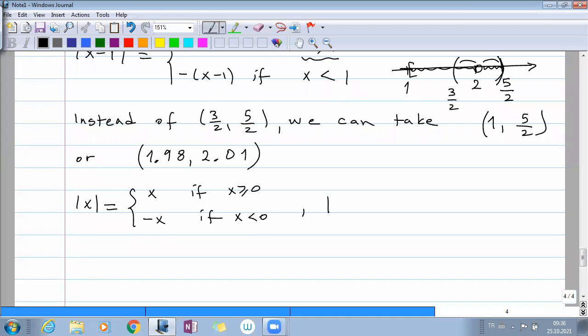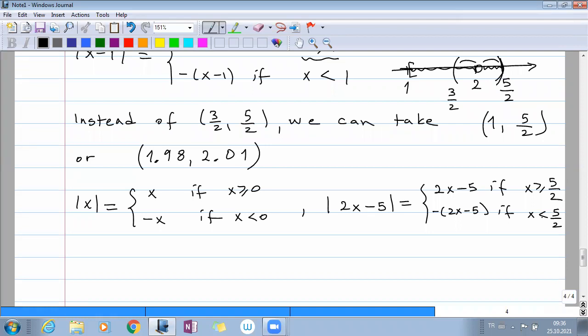So absolute value of 2x minus 5 is equal to 2x minus 5 if 2x minus 5 is greater than or equal to 0, meaning x greater than or equal to 5/2, and minus (2x minus 5) if x is less than 5/2. Because at 5/2, 2x minus 5 is 0. It's because of the definition of the absolute value.